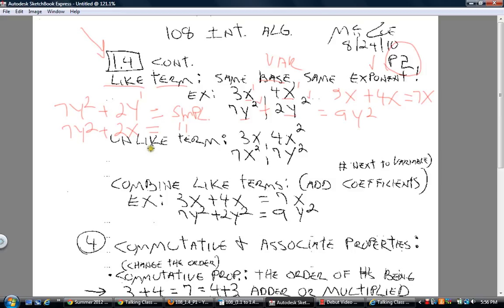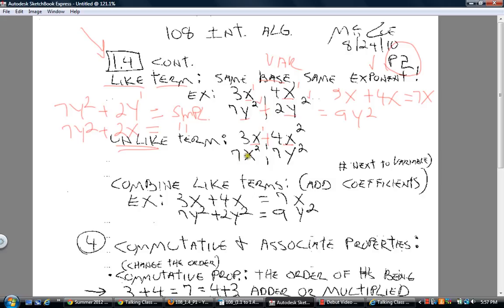Okay, now look at this concept. Unlike terms, I've kind of been setting you up here. 3x and 4x squared. If I asked you to add them up, can you? Now you go, oh, I see the same base, I'm all good, but then what? Look at the exponents, pay attention to details. First term is what? A 1. Second has a 2. Not the same. Therefore you cannot combine them. Can't subtract them, can't add them.